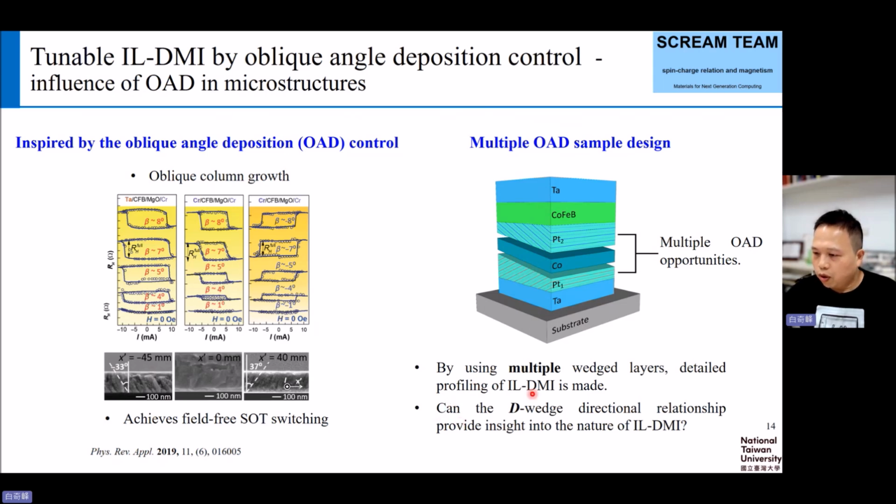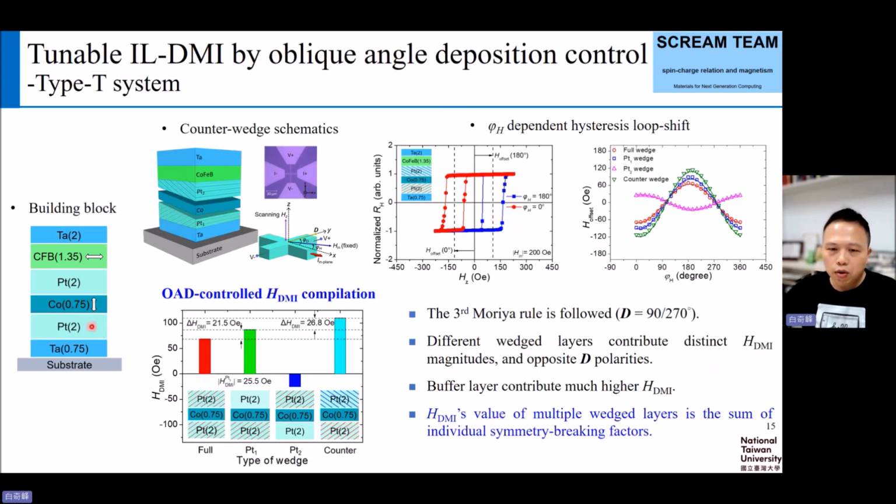So we want to show whether the wedge directional relationship provides any insights into the nature of interlayer DMI. Similar to what I showed earlier, the structure also has cobalt boron as the in-plane layer and platinum cobalt platinum as the PMA layer. But now the structure is reversed, which gives us more freedom to play with the oblique angle depositions.